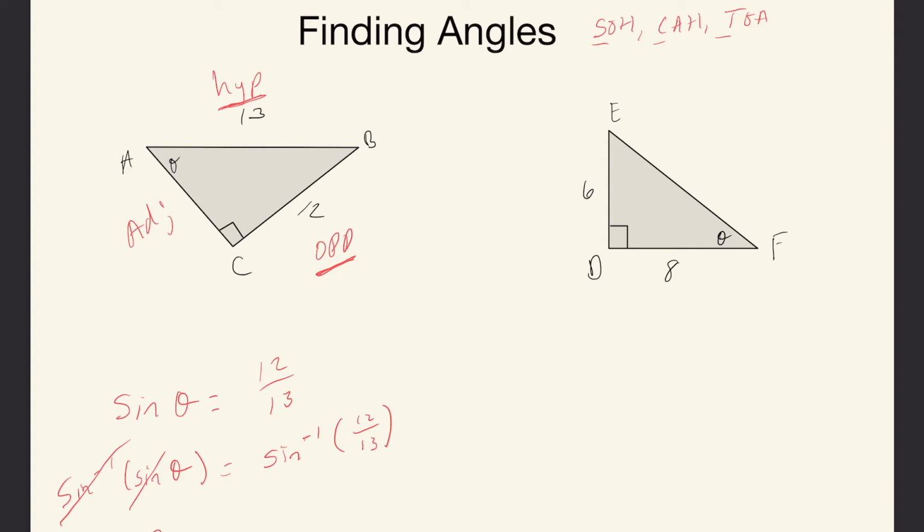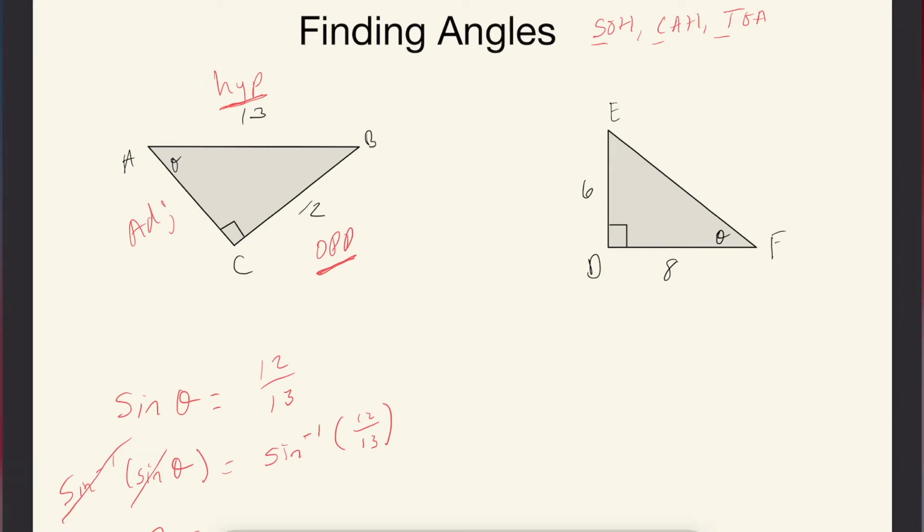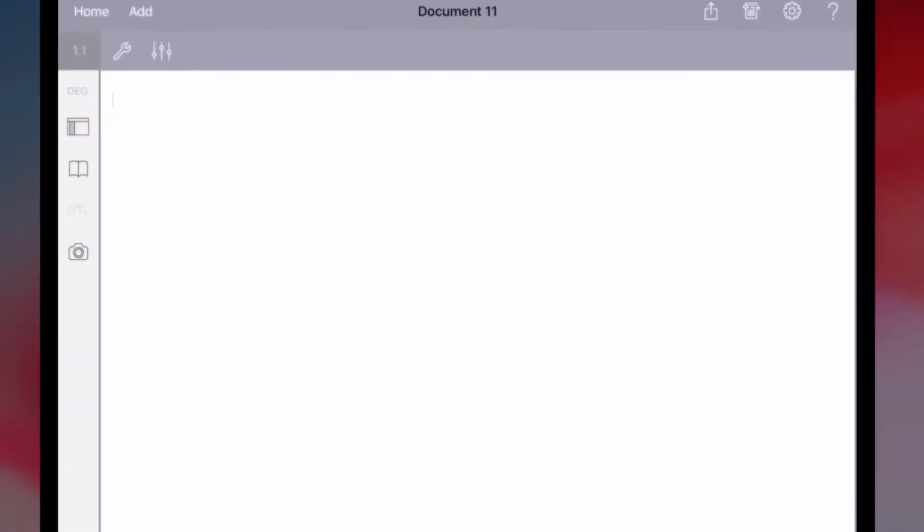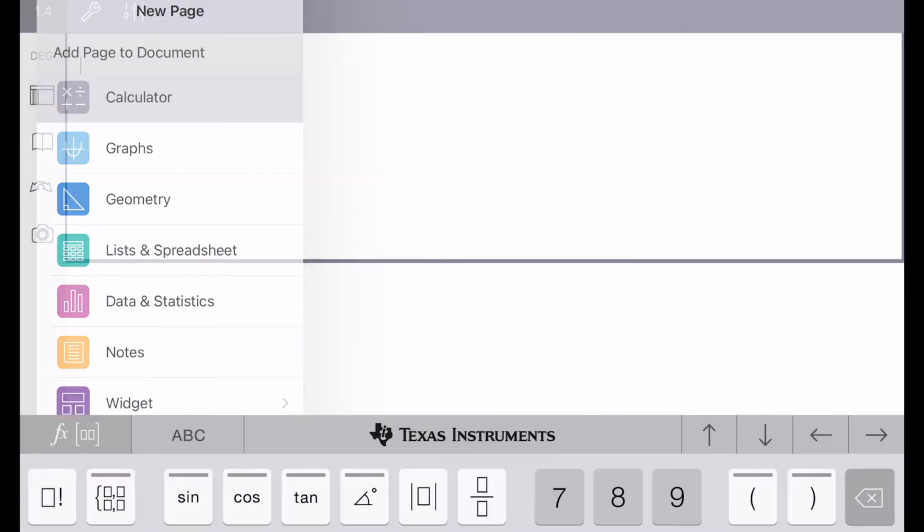In order for you to be able to do this, you have to use your calculator. And we're solving in degrees for now. Later on, we'll change to radians. But when you use your calculator, please make sure that your calculator is in degrees. Once you do that, you can see my calculator here. It has the degree on the side. Once you're there, I'm gonna go to the calculation menu.